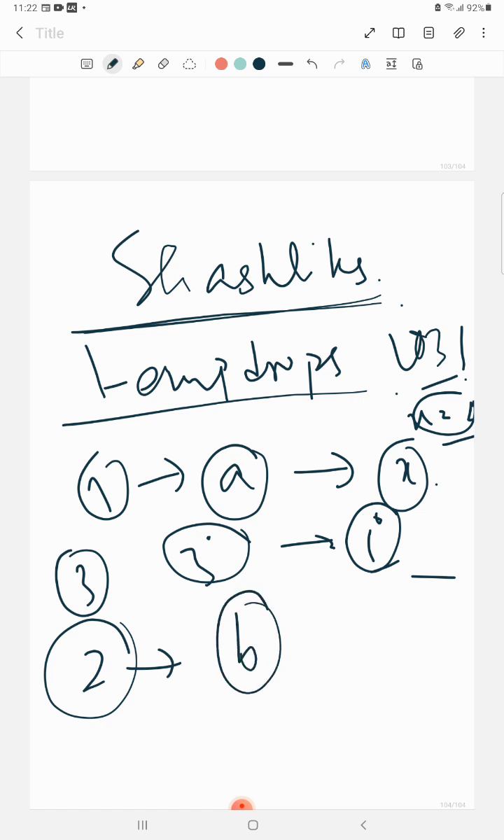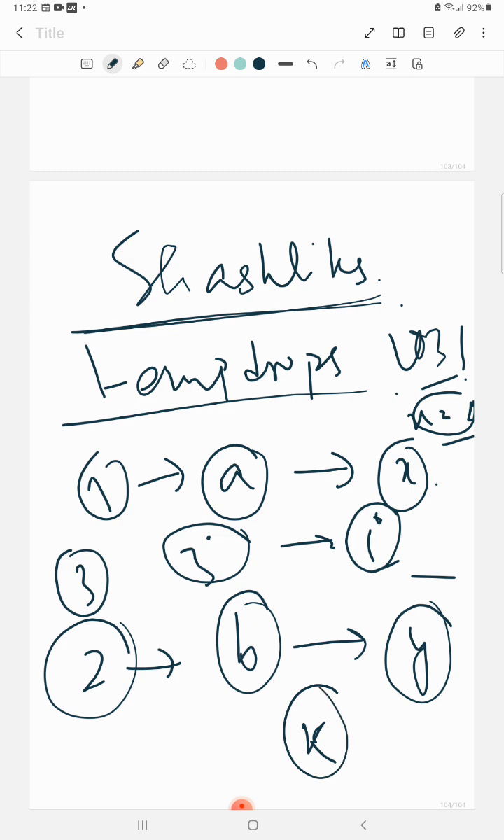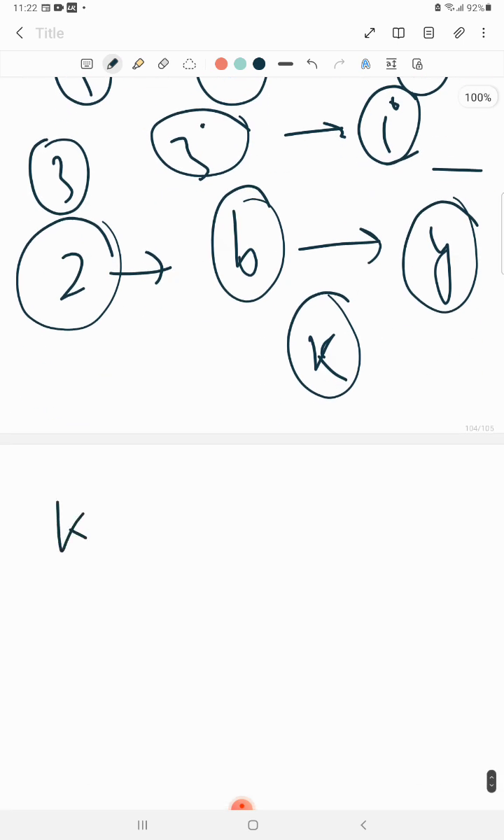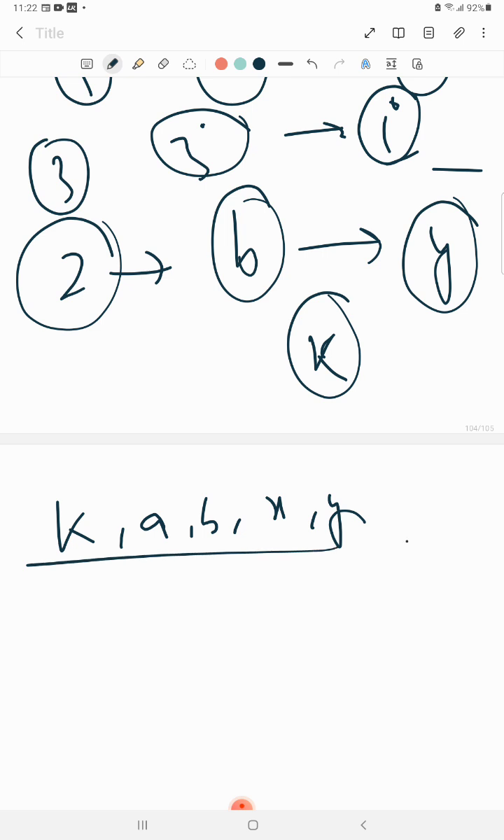Okay, now there's this second type of shashlik which has a bound b, right, that you at least need b, and then y is the drop, right? So and you're given an initial temperature called k. So the inputs are basically k, a, b, x and y. So the question is that you have to determine the maximum total number of portions of shashlik that can be cooked. Okay, definitely you can cook both types, right?